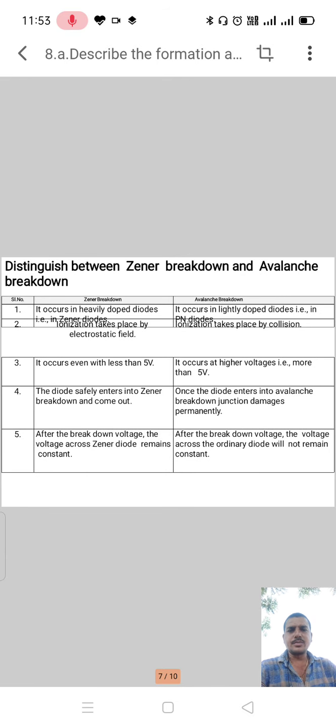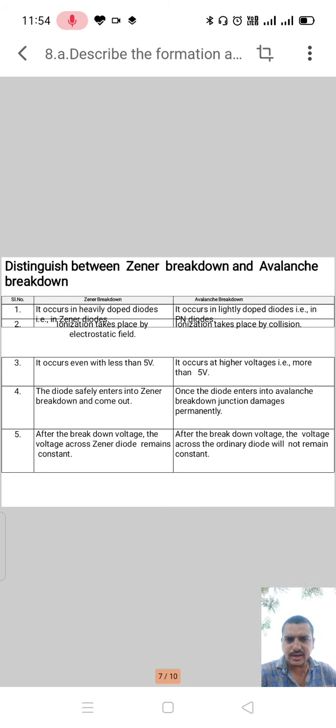Now coming to the comparison or distinction between Zener breakdown and avalanche breakdown. Now you can see here 5 differences between these two breakdowns. Left side you can take as Zener breakdown and right side you take as avalanche breakdown. And first point, comparison between Zener breakdown and avalanche breakdown.